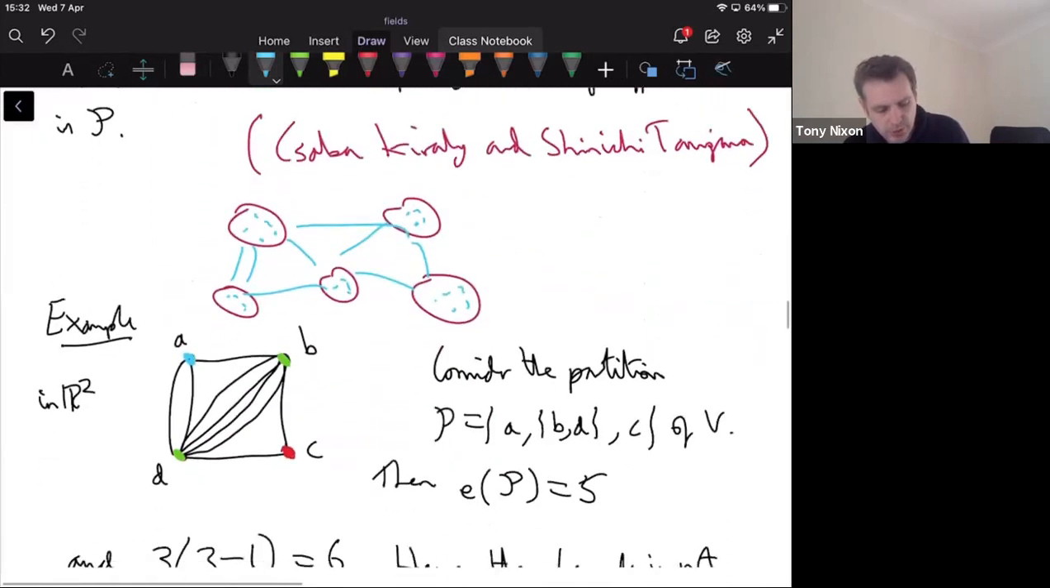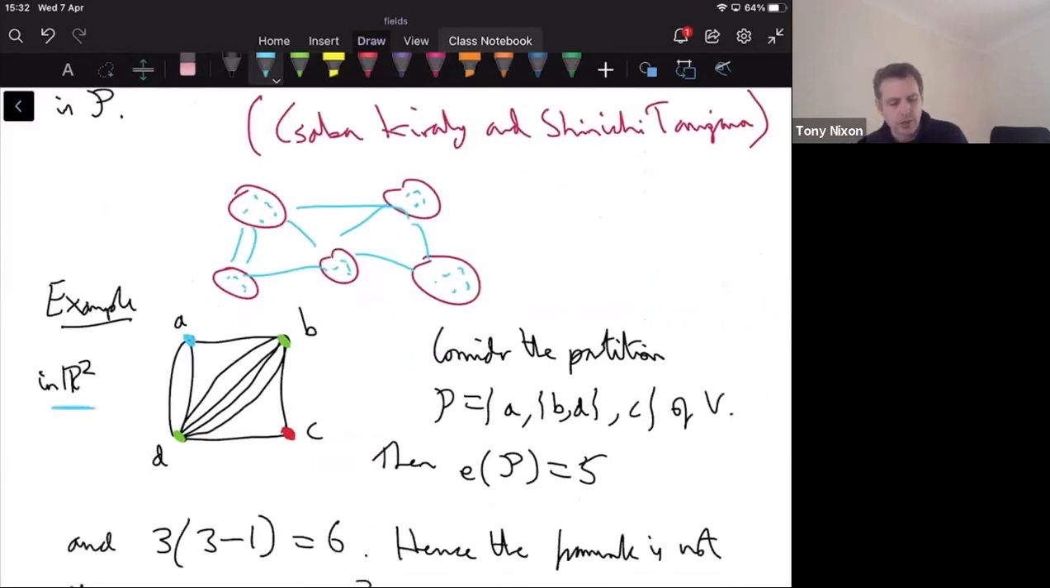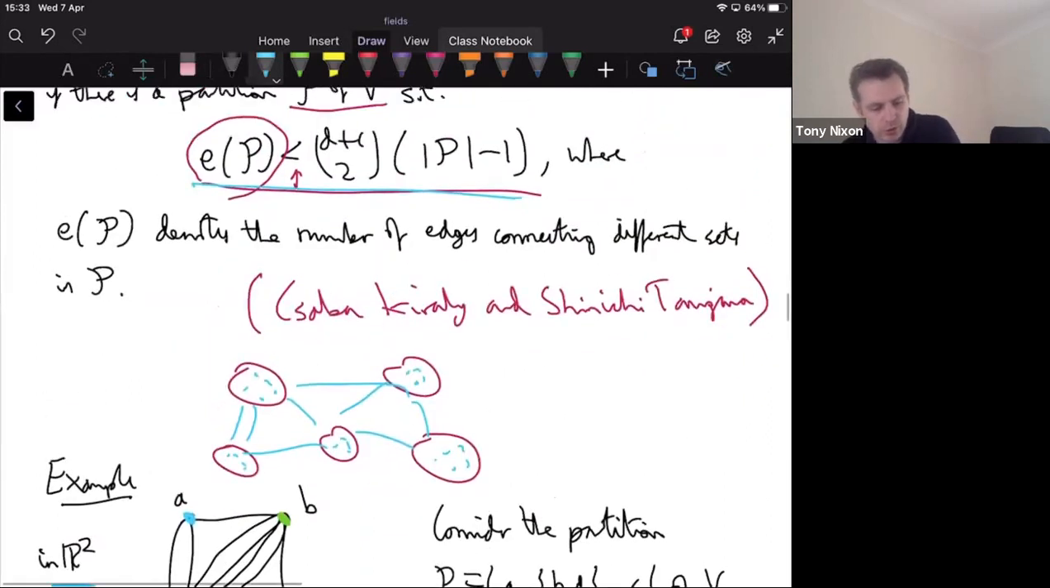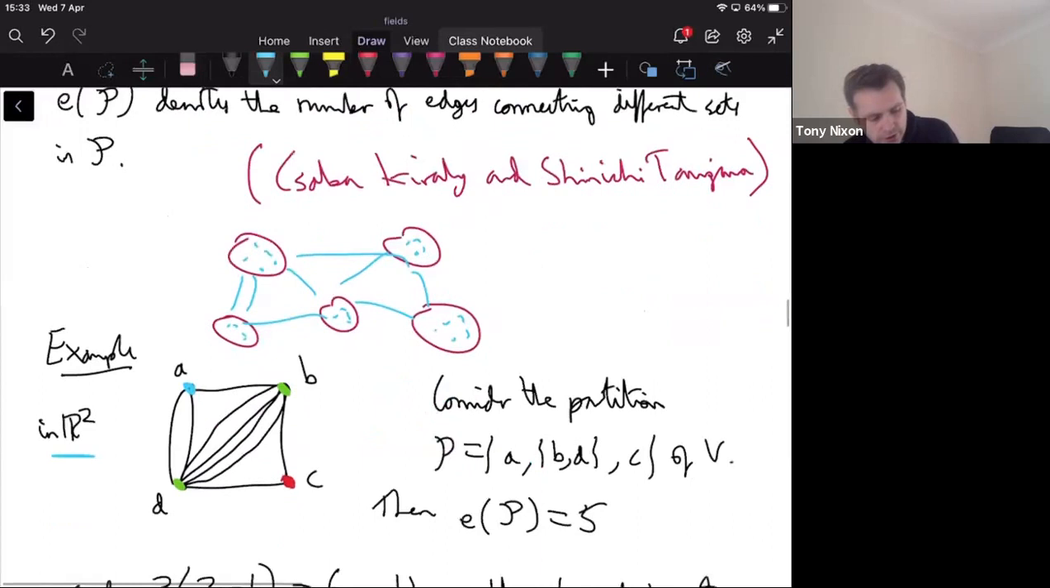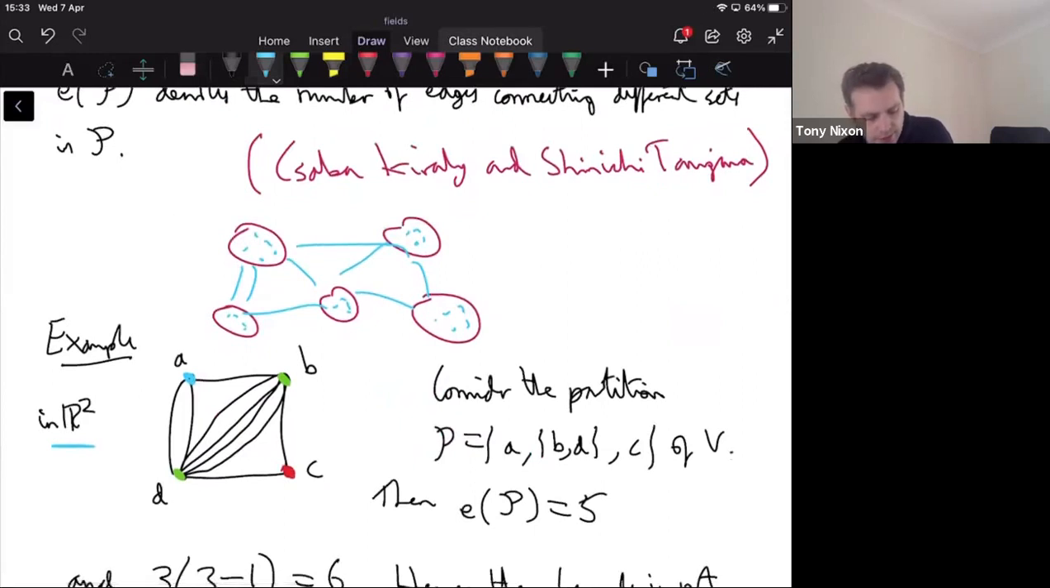So here's a two-dimensional example. We want to find some partition where there's at most (2+1 choose 2) times the number of elements in the partition minus 1. So here's a graph, A, B, C, D, and I'm going to consider the partition where A is its own set, which I've colored blue, C is its own set, which I've colored red, and BD is one element of the partition, so B and D are colored green.